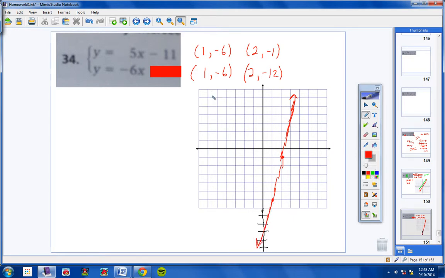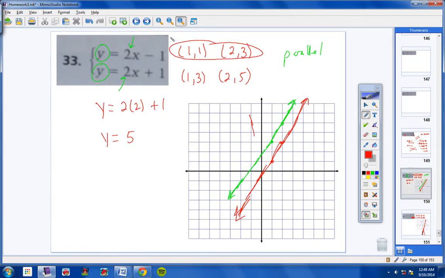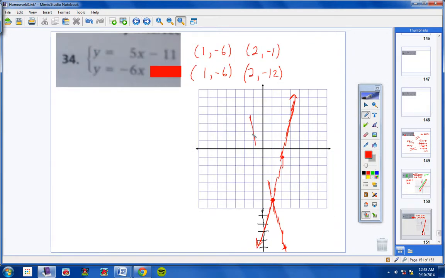Okay, the two ordered pairs for the second equation would be 1, negative 6, right here at the exact same point, and then over 2 and way down here to negative 12. And so the two lines do intersect. These two lines intersect right here at over 1 and down negative 6. So your answer would be (1, negative 6). And you would say, yes, they intersect. Okay? All right.